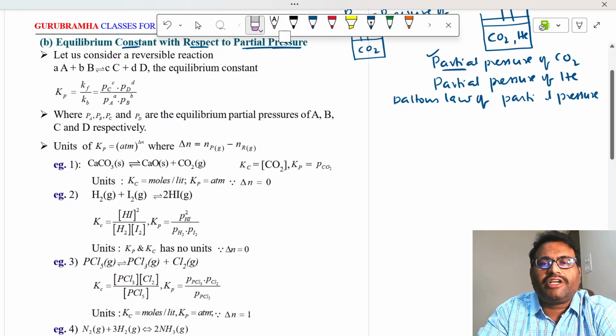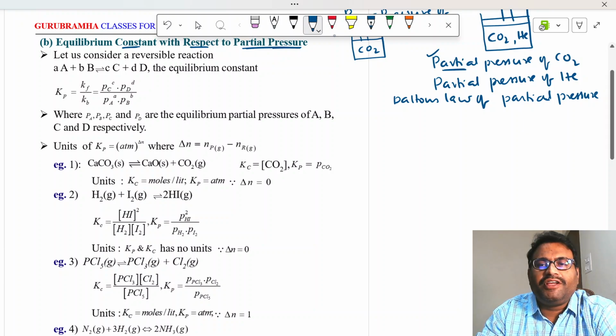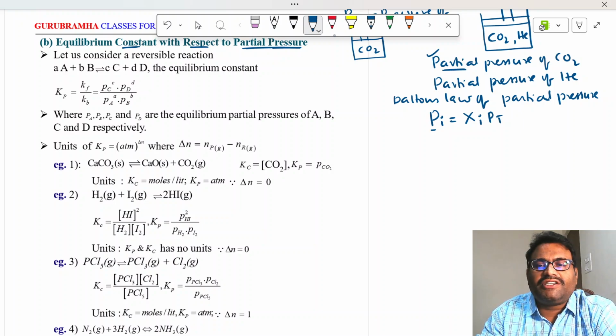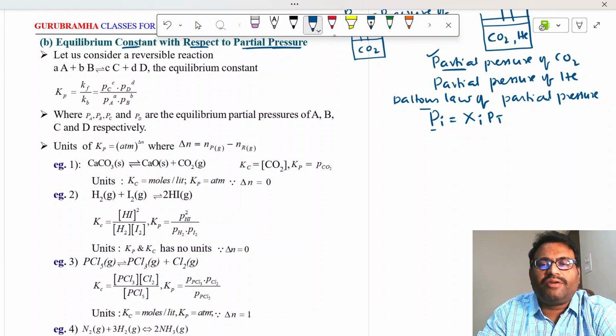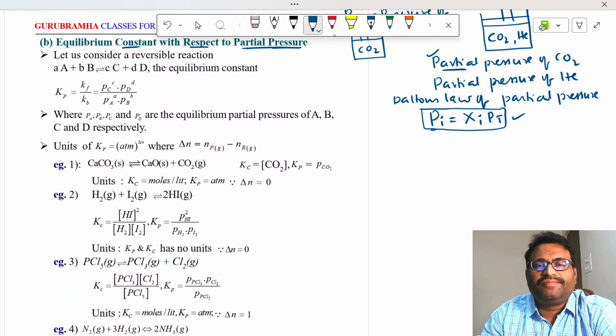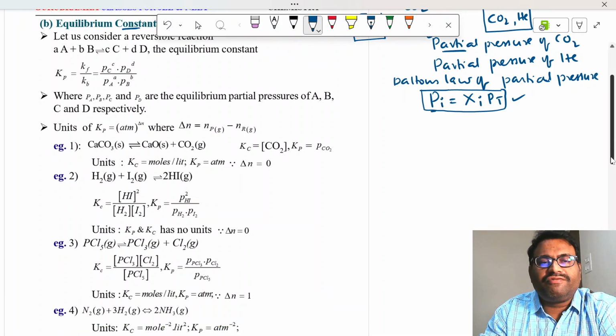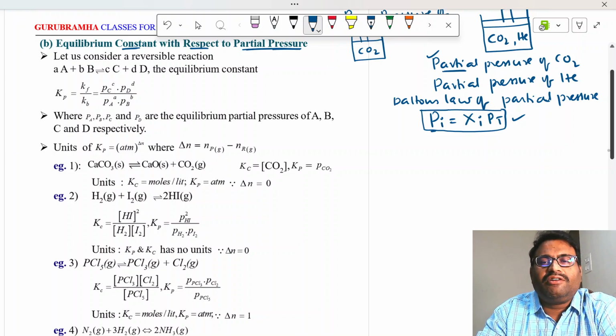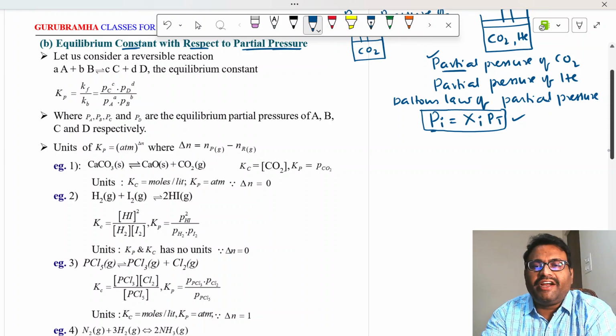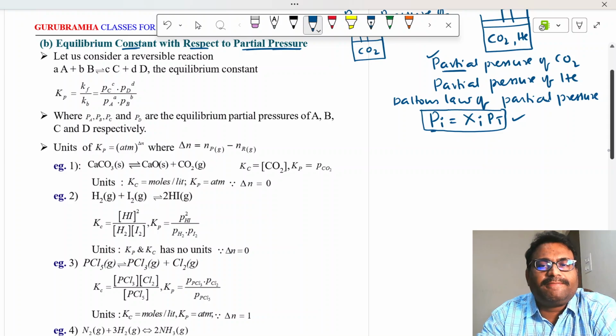Partial pressure. In Dalton's law of partial pressure, we have studied that in a mixture of non-reacting gases, the partial pressure is equal to mole fraction into total pressure. Pi means partial pressure of a particular gas, X is mole fraction, PT is total pressure. So this formula will be useful for solving problems. We need to remember this. The word partial pressure is used for a mixture of non-reacting gases. Partial pressure is used when there is a mixture of gases.